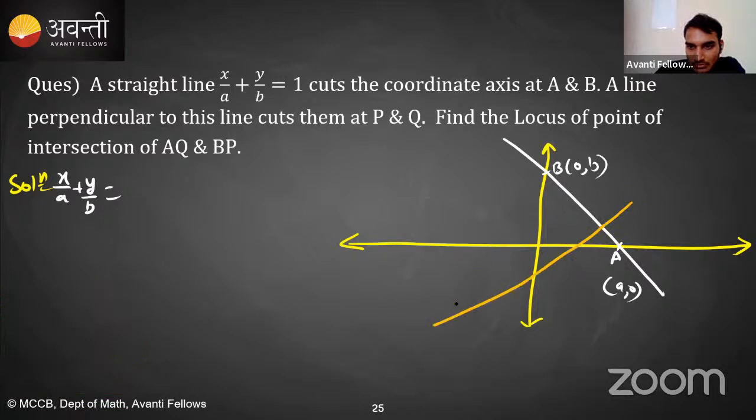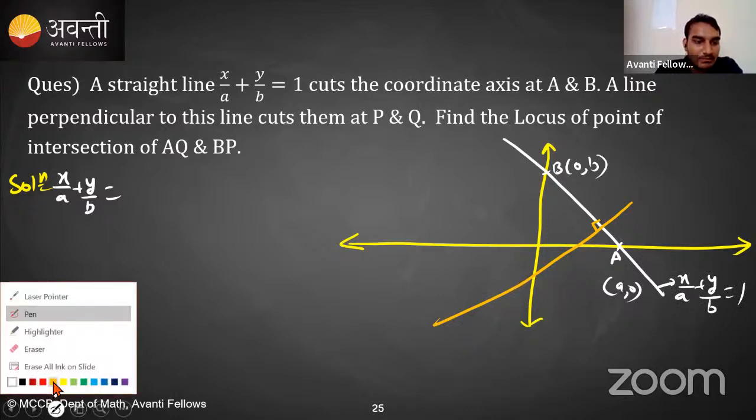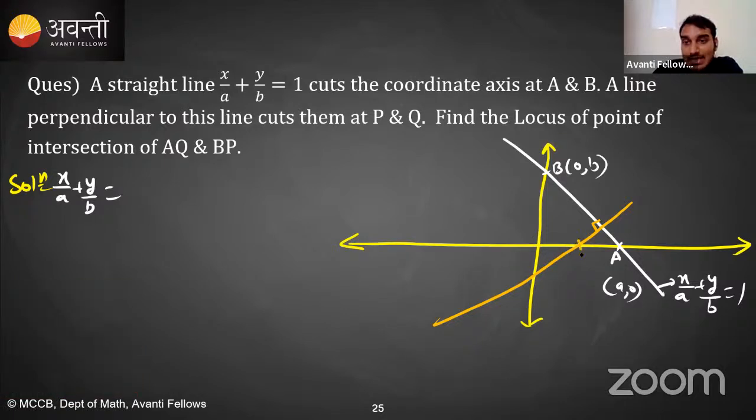Maybe it is like this. Okay, so this line is the equation of what the line is saying. And in white, this is the equation x upon a plus y upon b is equal to 1. A line perpendicular to this line cuts the coordinate axes at P and Q. So now this orange line cuts our coordinate axis at P and Q. Find the locus of the point of intersection of AQ and BP.